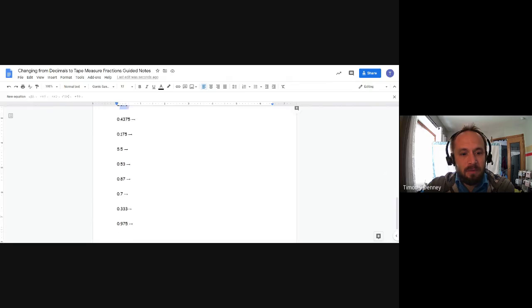Last thing, for those of you that are in culinary, okay, this one, I don't want you to go to the 16ths. I want you to figure out how many thirds that is, because sometimes it's useful to measure in thirds when we're in culinary. So you're going to be multiplying by 3 here.